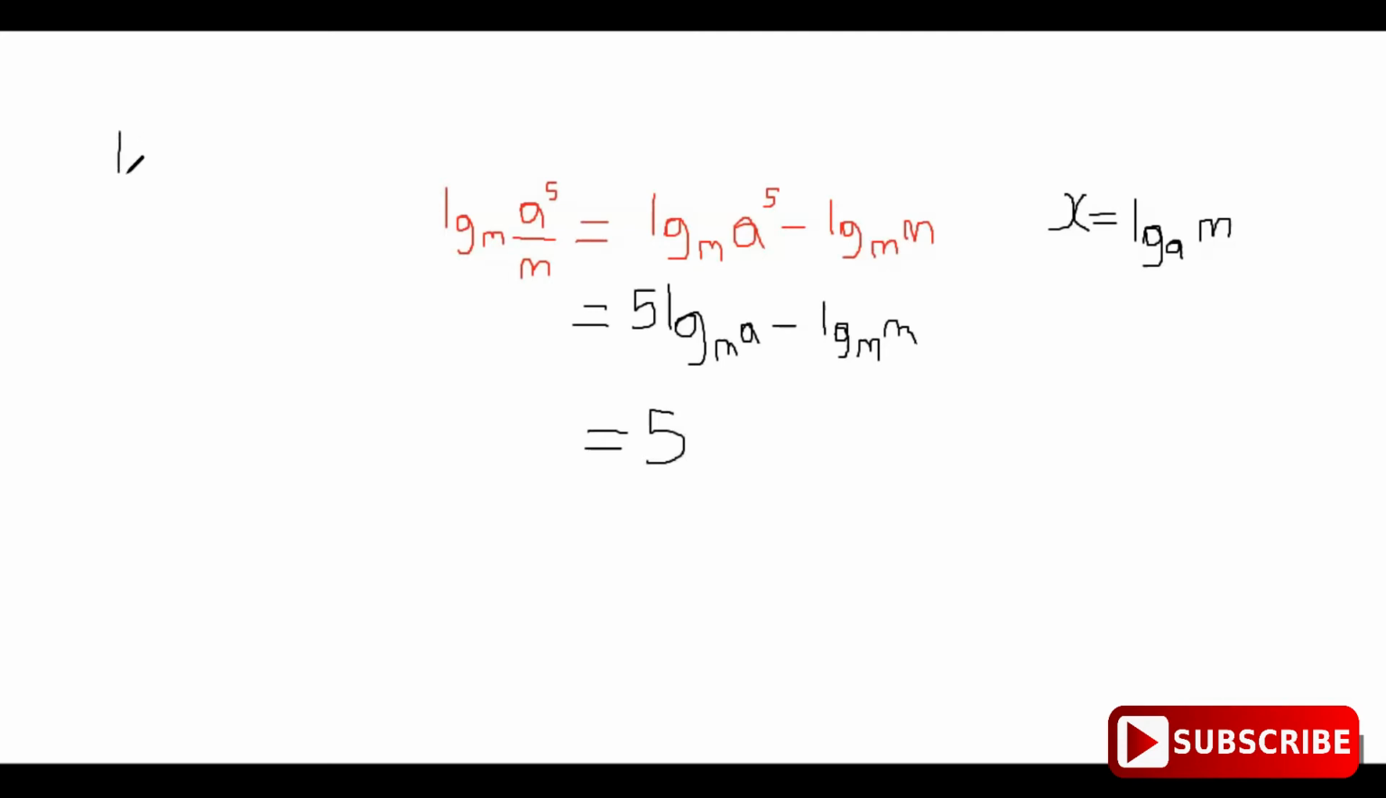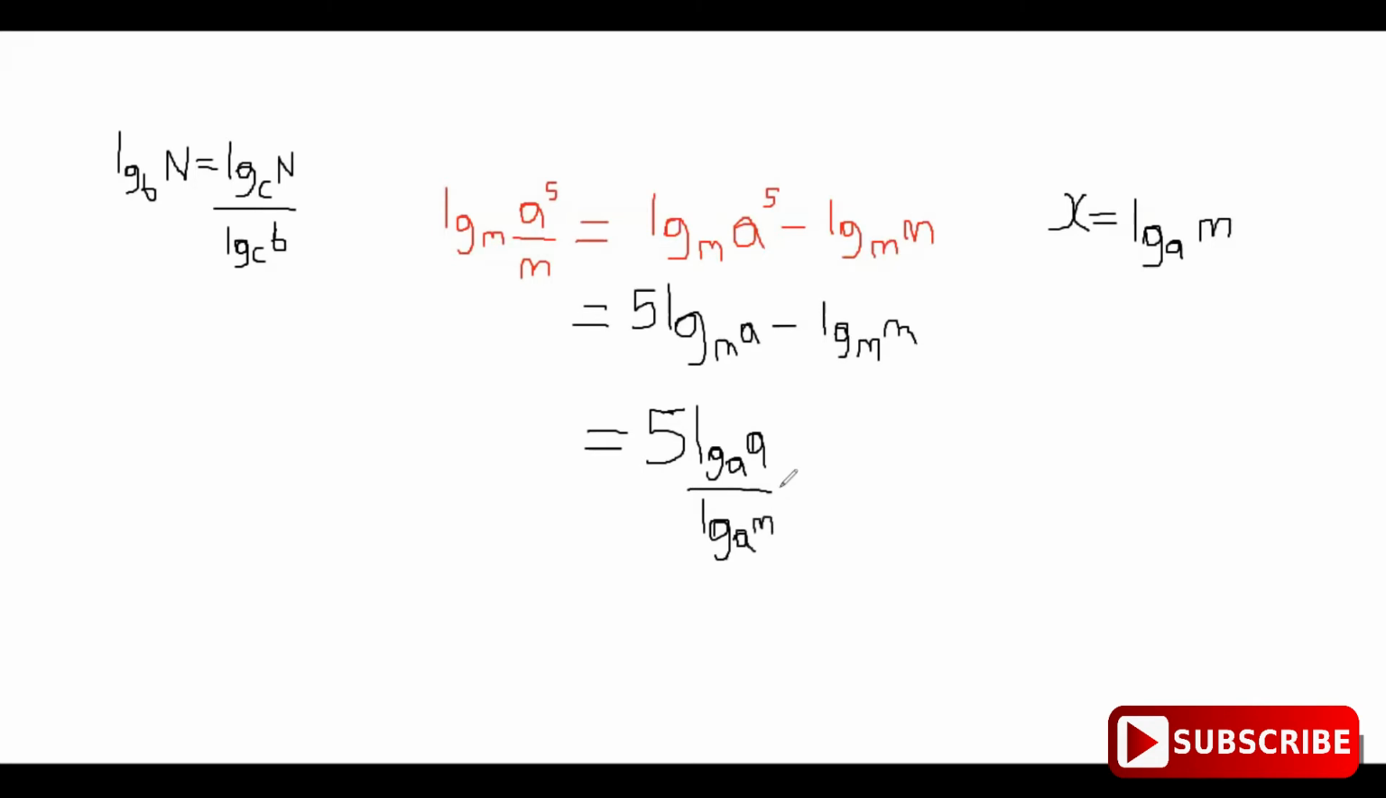Now this is how you change the base of a log. The log to a base of some number n, I can change to a new base: the log of n to the new base, let's call it c, divided by the log of the old base to that new base. That's the change of base rule. So therefore, I can write this as the log of a to the new base a, divided by the log of m to the new base a.